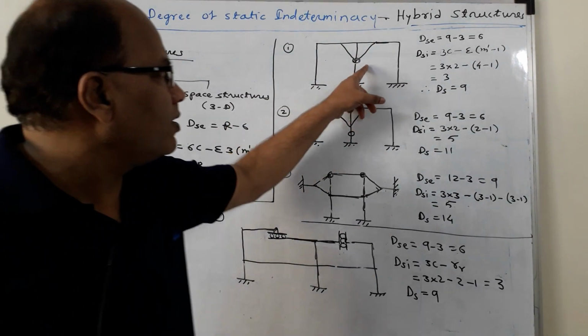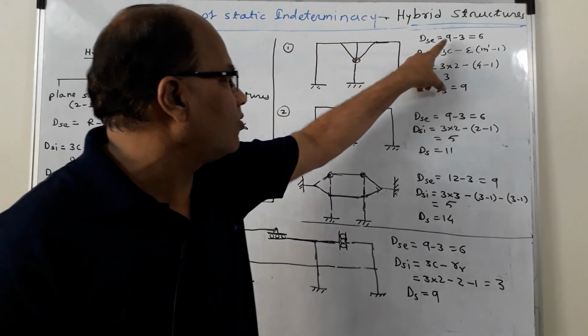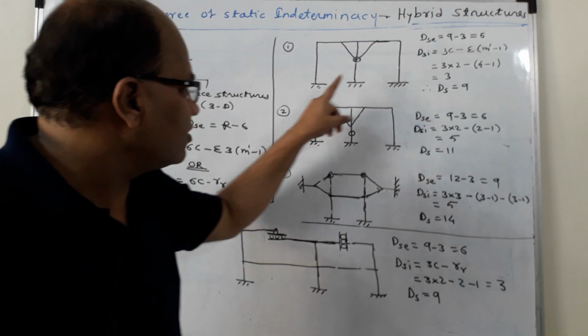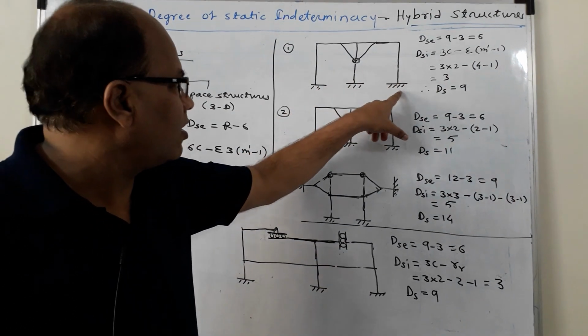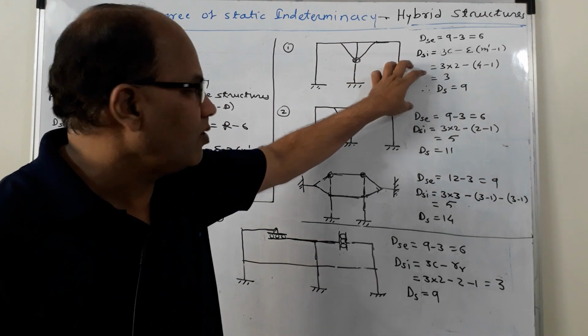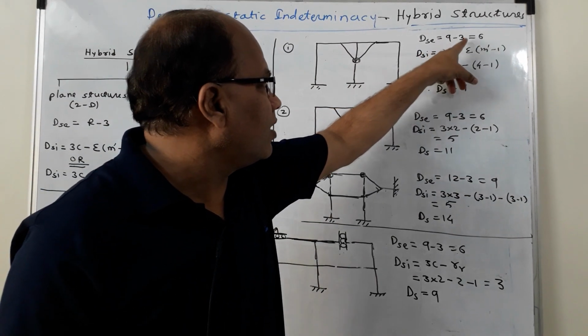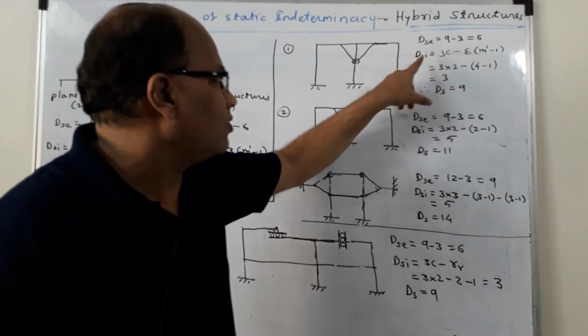So in case of hybrid structure, it is a plane hybrid structure, again DSE is equal to R minus 3. You can see that 3 fixed supports are there, so 3 reaction components at each fixed support. So this total is equal to 9. So R is 9, minus 3 is equal to 6. So DSE is equal to 6.